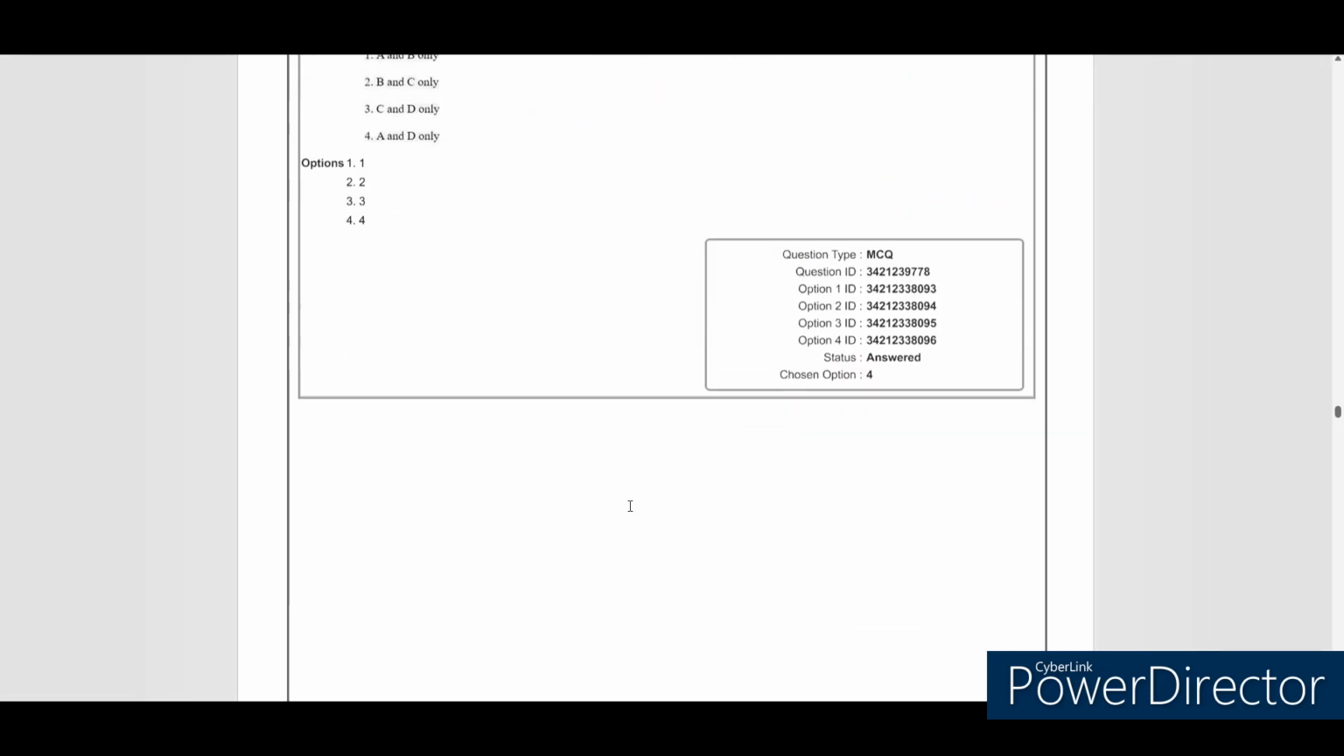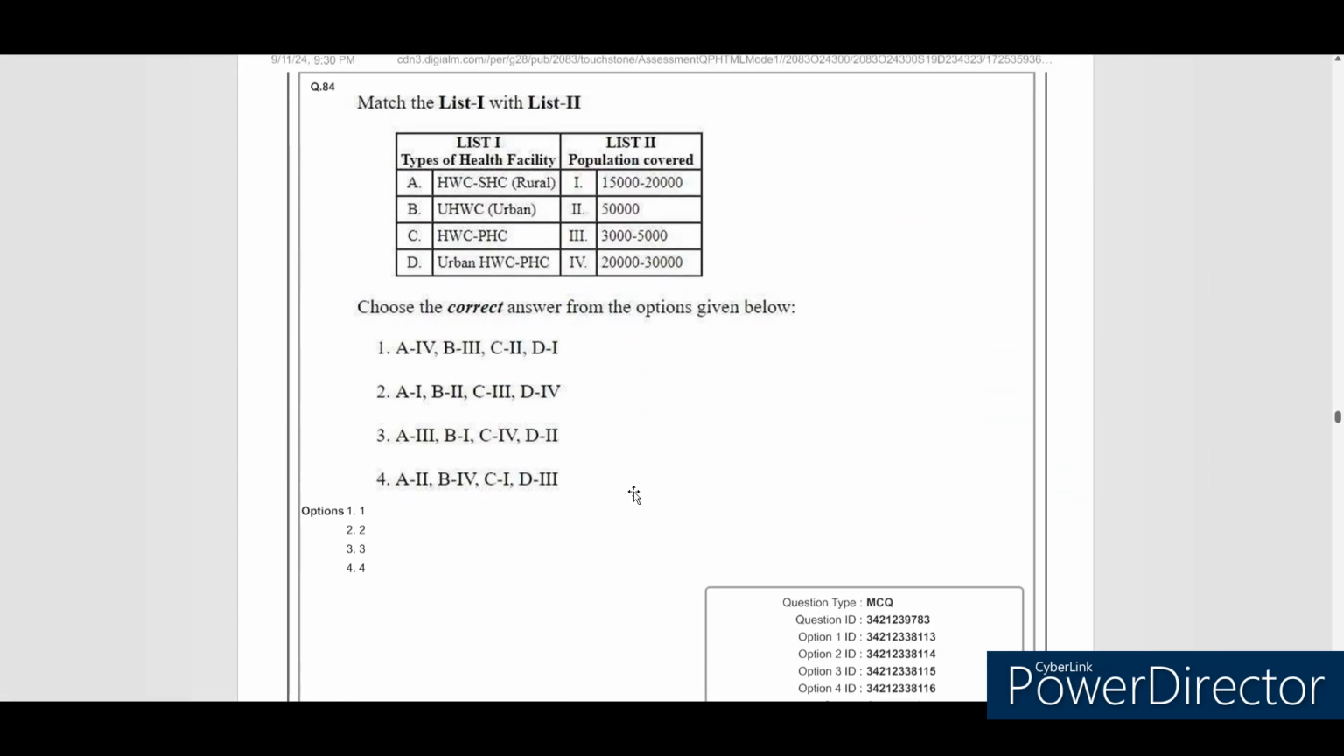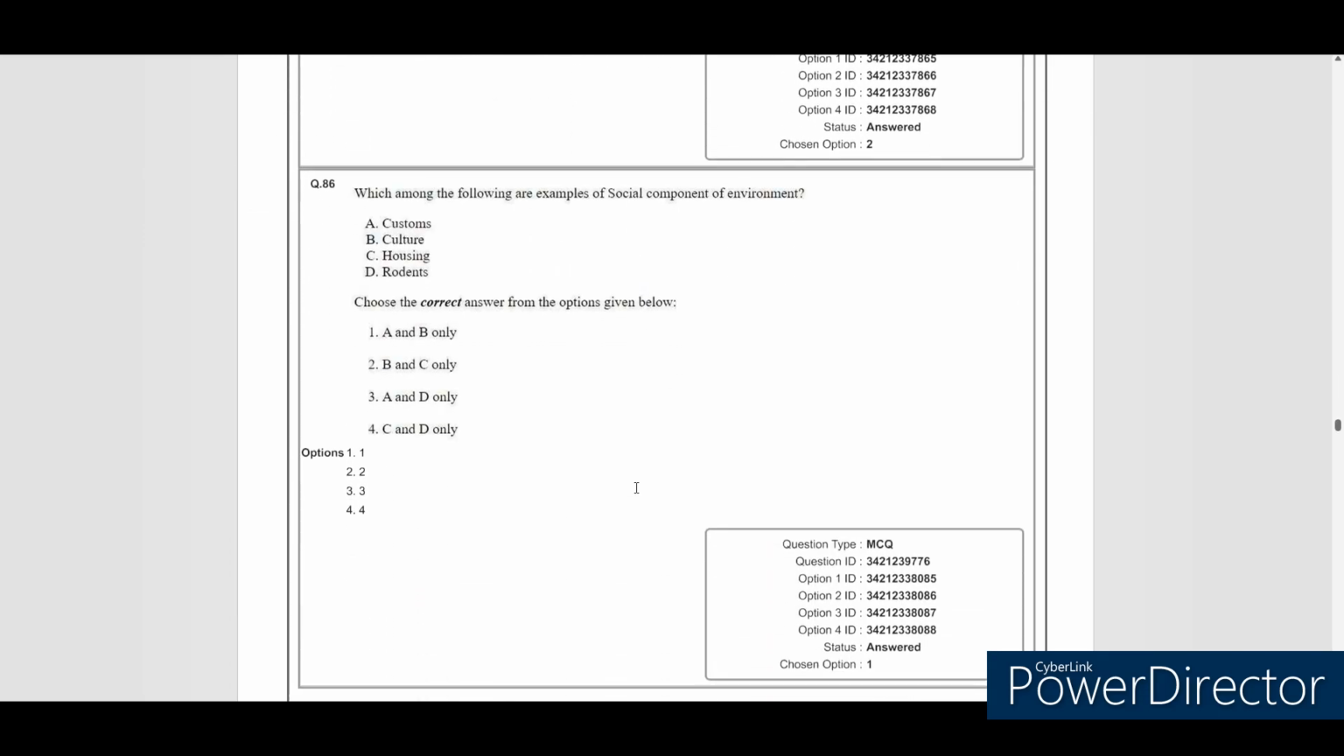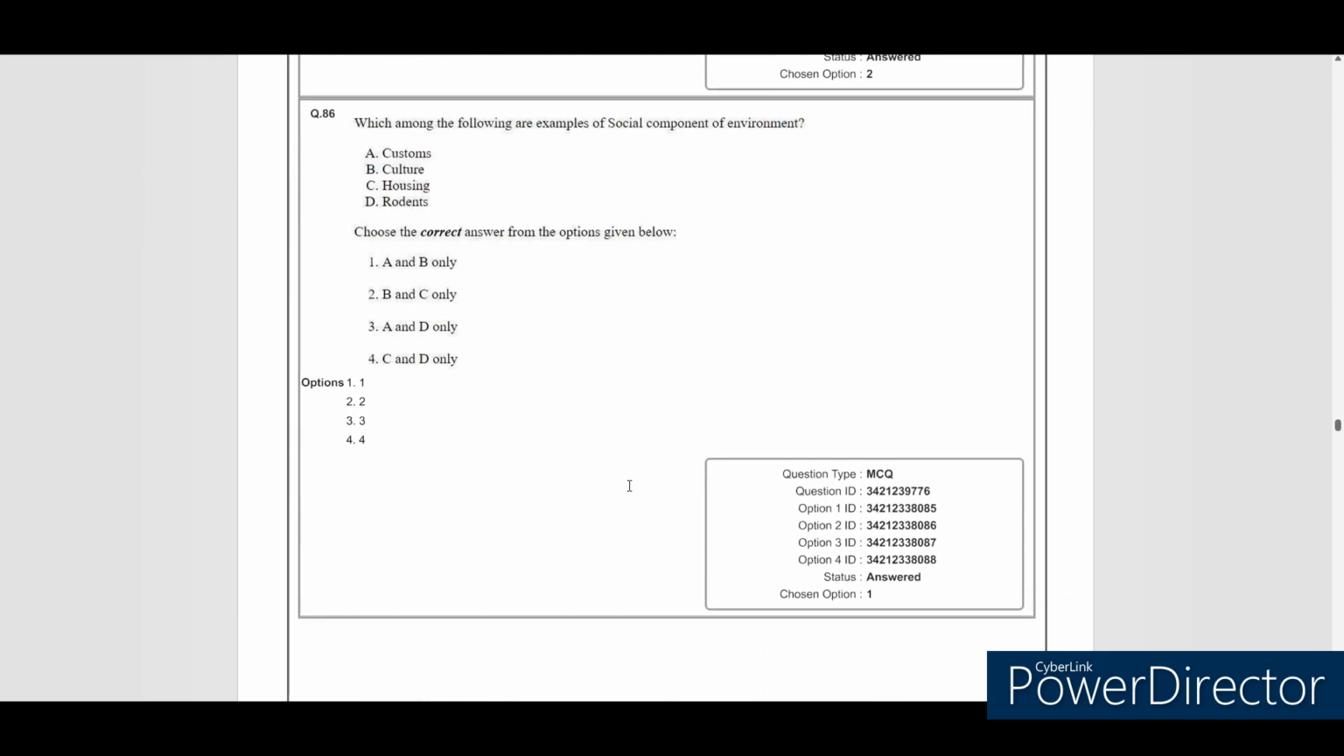Now coming to question number 84, I will skip this question for the time being, and also question number 85, I will skip this. Now coming to question number 86, which is a very direct question. Which among the following are examples of social component of environment? The options given are customs, culture, housing and rodents. So option D is something out of place, right? So the wrong option is option D.